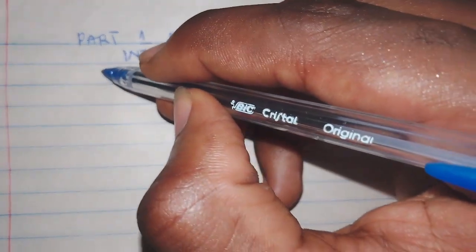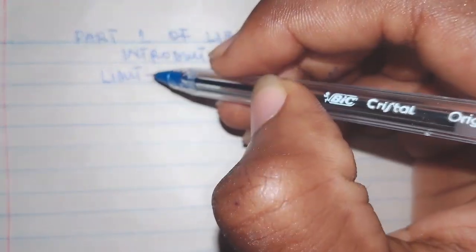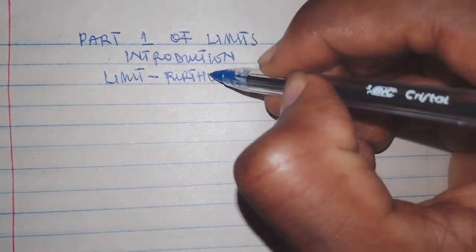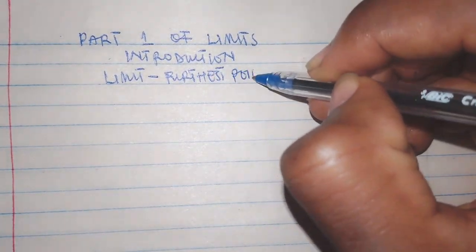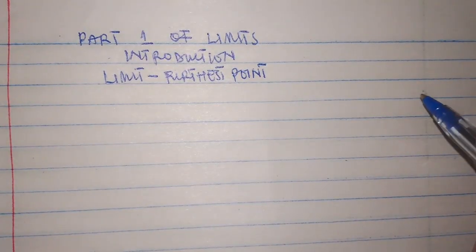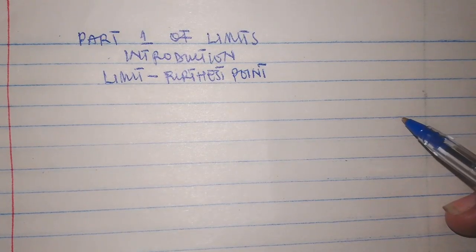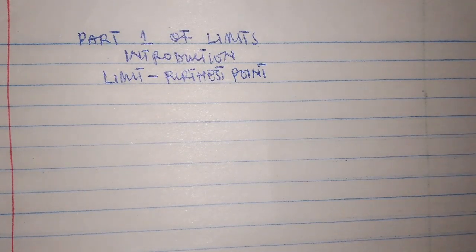When you talk about the word limits, what does it mean? The word limit can also refer to the furthest point. Now in our particular lesson, we are going to look at concepts about limits. The idea about limits is we take a value that is closer to another specific value.